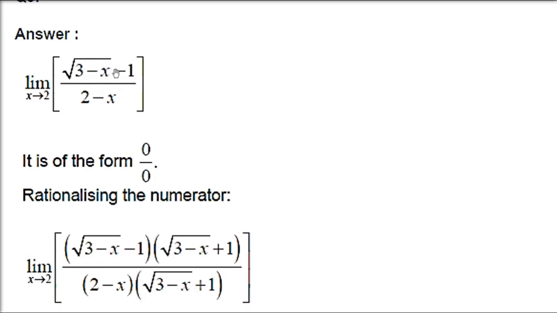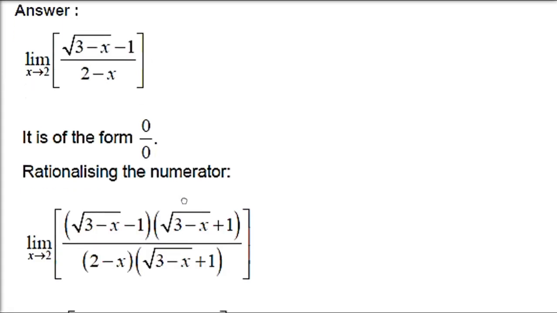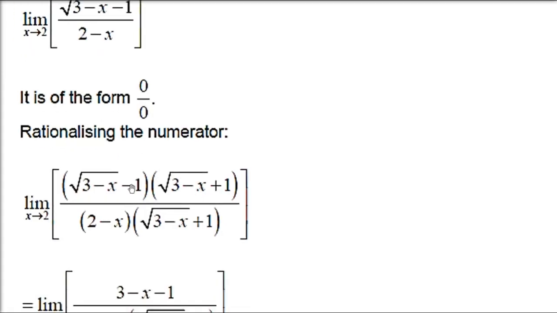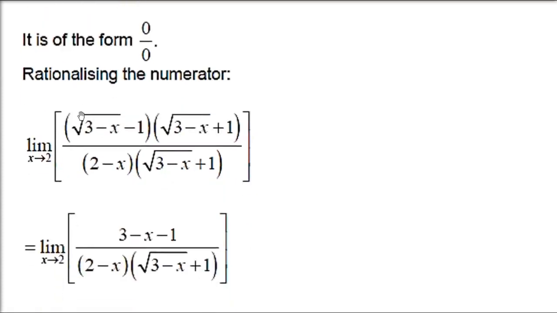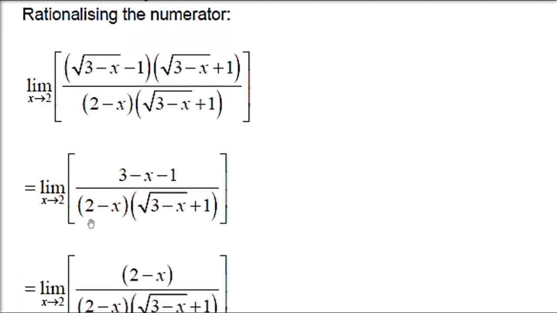So this minus you have to just change it to plus. You know, when you do this a minus b, a plus b, a square minus b square, most of the questions you see will have a root, and that root you will be eliminating by this. So same rationalization you have to do here. So a square minus b square, so 3 minus x minus 1, and you have the division by 2 minus x, under root 3 minus x plus 1.